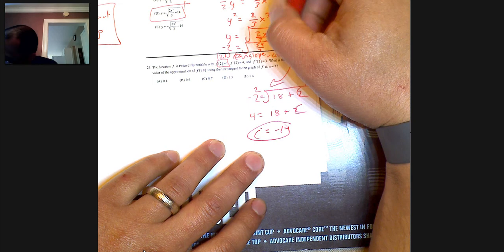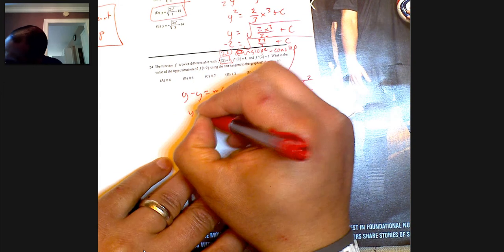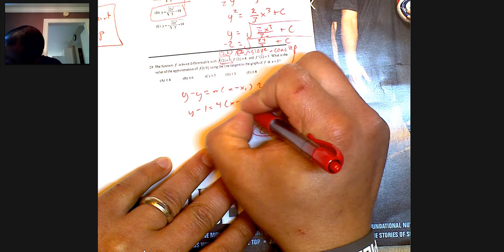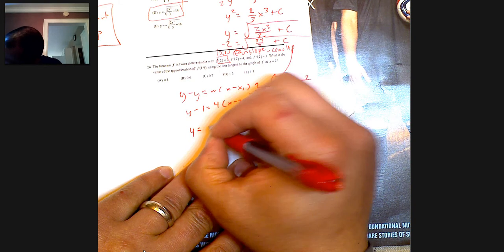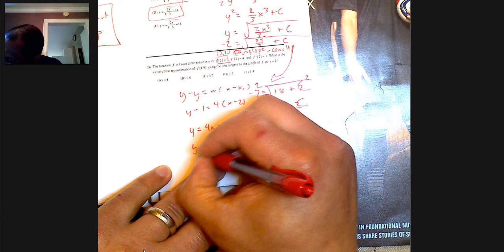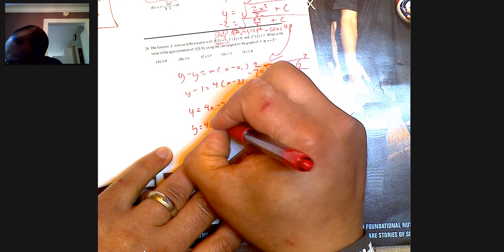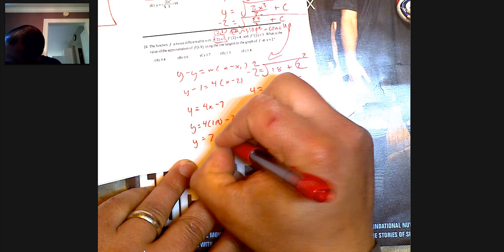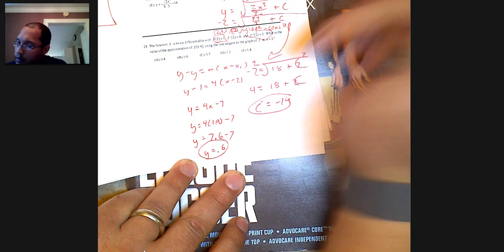Alright, so we need a tangent line equation. Y minus 1 equals the slope, which is 4, times x minus 2. 4x minus 8 plus 1, 4x minus 7. So y equals 4 times 1.9. See, they give you easy numbers to work with here. 4 times 1.9 is not a hard thing to do. It's like 7.6 minus 7, y equals 0.6. Yeah. A lot of extra information here. Like, really? Okay, sure.